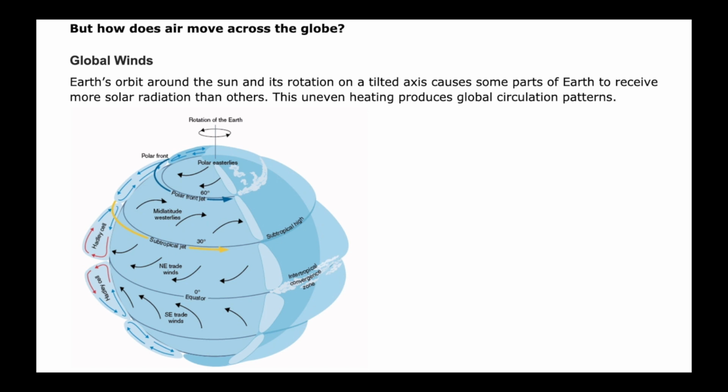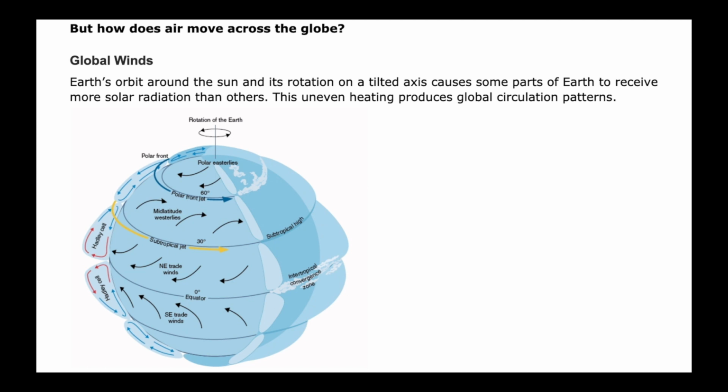Global winds. Earth's orbit around the sun and its rotation on a tilted axis causes some parts of Earth to receive more solar radiation than others. This uneven heating produces global circulation patterns. You can see that radiation, or heat and light energy from the sun, more directly hits the middle of the Earth, at the equator. This same energy does not reach the poles as much as it does at the equator.